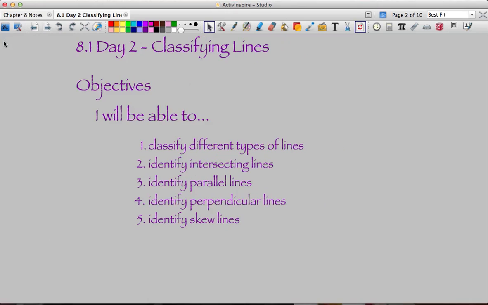Alright, now that you're back, today we're going to talk about the different types of lines. We talked about what makes a line, but now we're going to talk about the different classifications of lines. We're going to be bouncing back and forth between your vocabulary and your notes. So it might be helpful to put a piece of paper or keep your finger on your vocabulary page to make it easier to flip back and forth between the two.